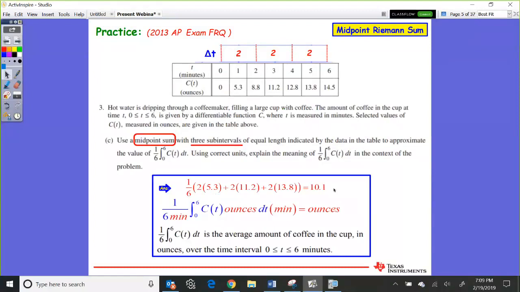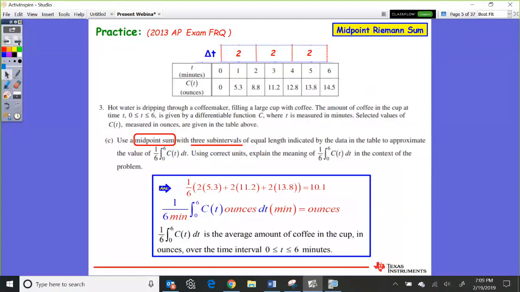Now, to get the correct units, they have to realize that 1 over 6, we're looking at an average here, an average amount of coffee. So that 1 over b minus a, which is your average formula, the b minus a is actually in minutes. So the c is in ounces and the dt is in minutes. I tell them to play the units game, and it's going to work out so that your answer gives you the correct units. So this is the average amount of coffee. So there's your midpoint Riemann from a tabular function.